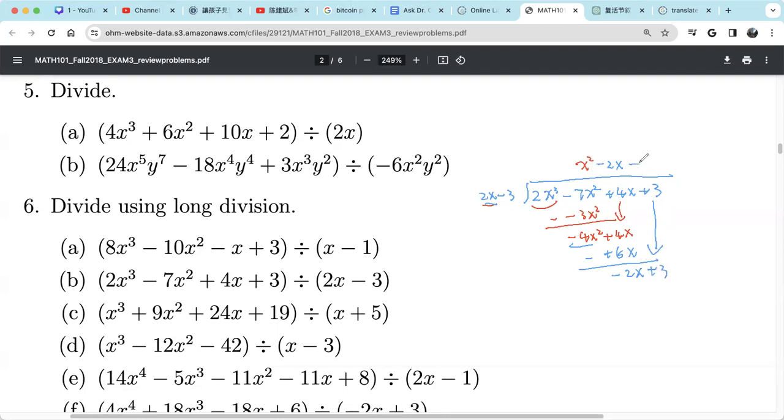Now we just need to put -1 here, right? Because -1 times 2x is negative 2x. -1 times negative 3, positive 3. Again, when we subtract, the remainder is 0. So the answer for the second one is x squared minus 2x minus 1. No remainder, right? So which means the dividend can be factored as those 2 factors. So we can treat the quotient as a factor, the divisor as a factor.